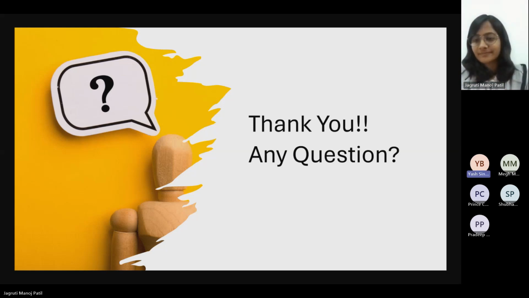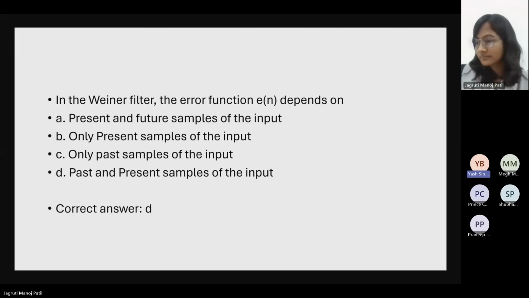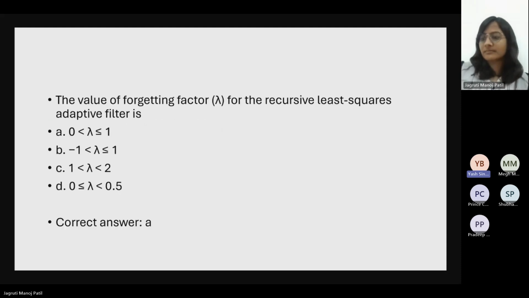Okay, ma'am. And in the assignment, the previous year question that we have done today: the error in the Wiener filter depends on both present and past values of the input, no? The present and past samples of input. Yes, this question. In today's assignment, there is a question asking what is the optimal FIR filter. It's the first or second question only.